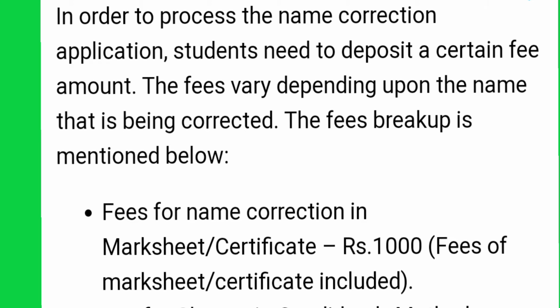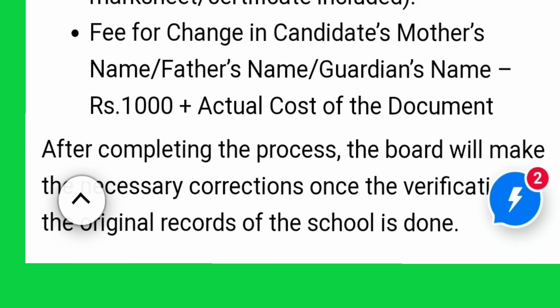In order to process the name correction application, students need to deposit a certain fee amount. The fees vary depending upon the name that is being corrected. Fee for name correction in mark sheet is 1000 rupees. Fee for change in candidate's mother's name, father's name, guardian's name is 1000 rupees plus actual cost of document.